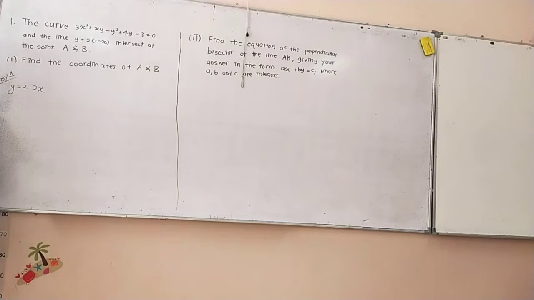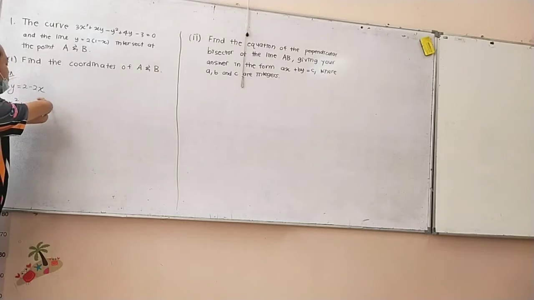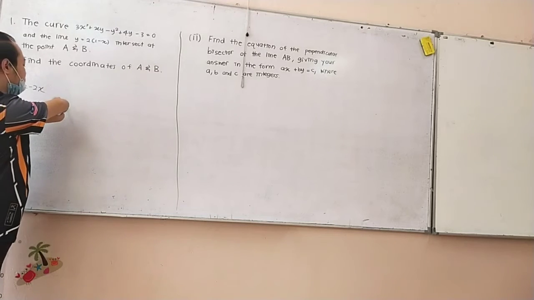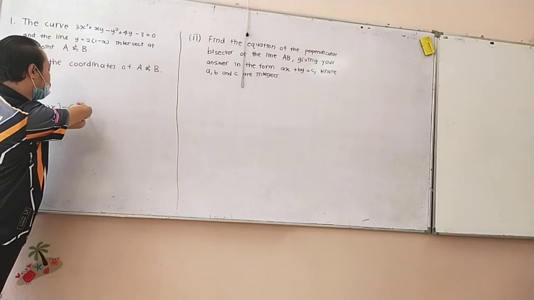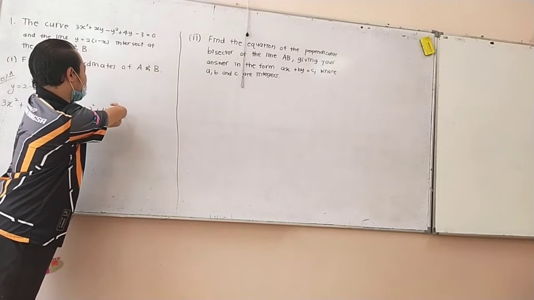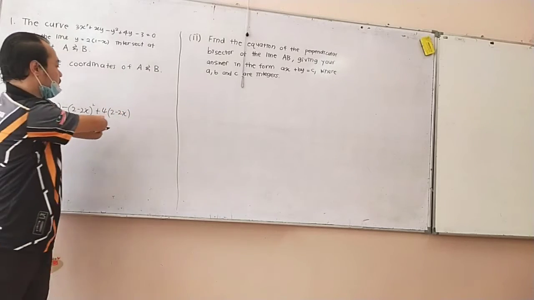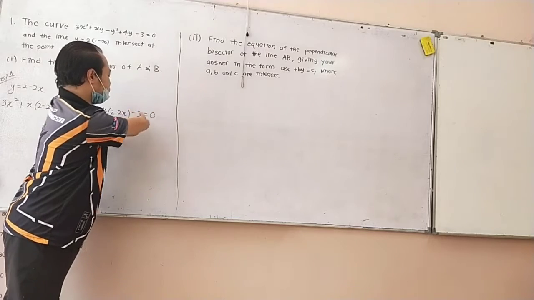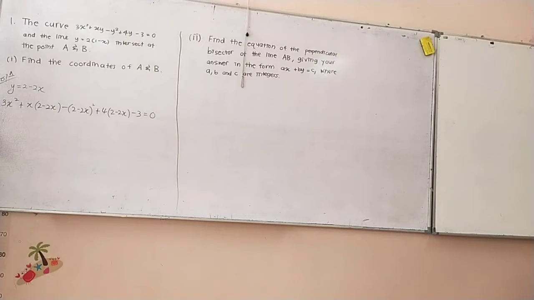We expand out the bracket, and then substitute this straight line equation into the curve. So you will get 3x squared plus x bracket, so this y represent with 2 minus 2x, then minus bracket 2 minus 2x squared, then plus 4 bracket 2 minus 2x, and then minus 3 is equal to 0. So all of the terms are in terms of x.